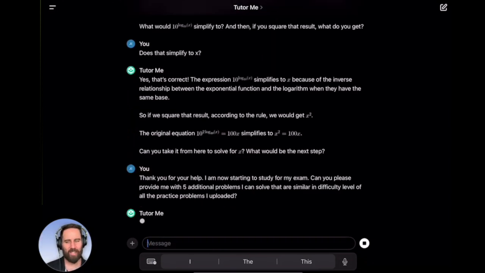Sometimes if you ask it weird, if you just ask, can you find me 5 additional practice problems, it'll just do the last one you did. So you got to try to be as specific as possible. Hey, I uploaded that document. Now I'm studying for an exam. Can you give me 5 additional problems to study for?